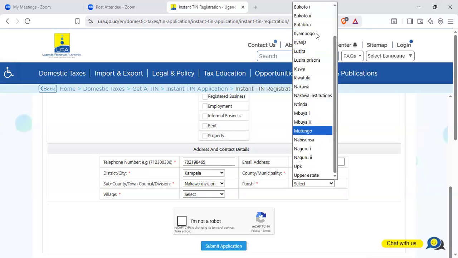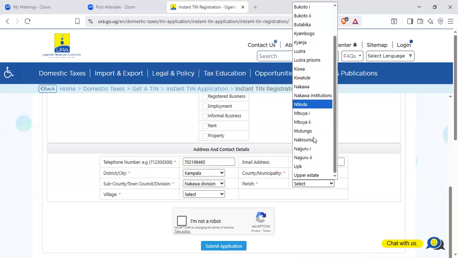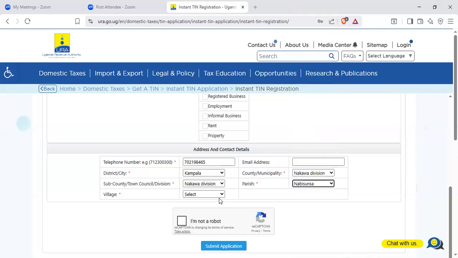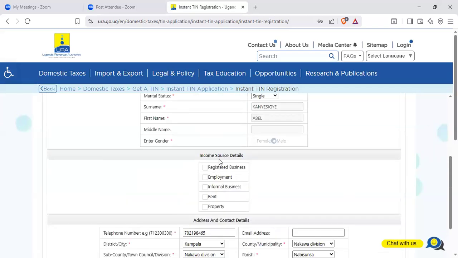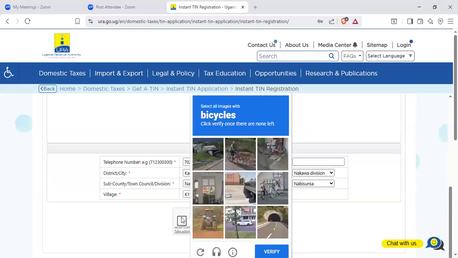Is it Mutungo? Is it Ruzira? Is it Chanja? Is it Chambogo? So these are parishes. So I can select, let's say, Nabisunsa. The village. Now which village is it? So you must be knowing this. After selecting, these ones are compulsory where you see register. After that, you click here, I'm not a robot. You select that.